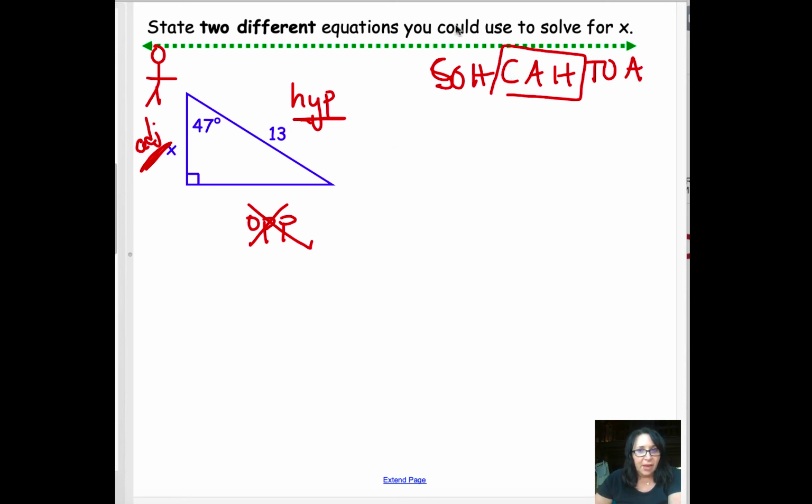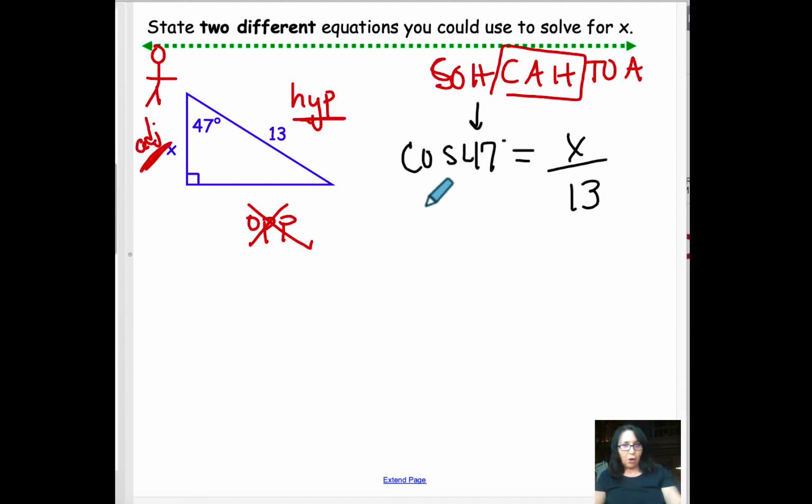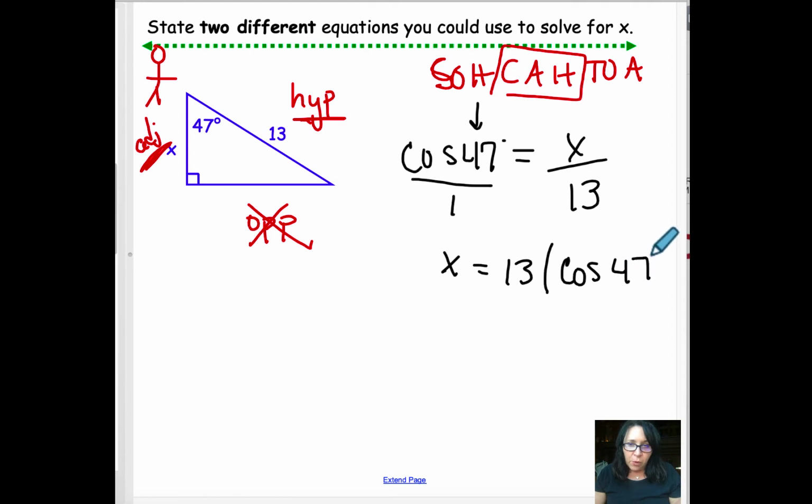So then I would say cosine of the angle. You always put the angle next to the cosine, not next to the word. So it's going to be cosine of 47 degrees is equal to the adjacent side, which is x, over the hypotenuse. And then all you have to do to solve this is cross multiply. And so we have a 1 here. So this is going to be x equals 13 times whatever cosine of 47 is.